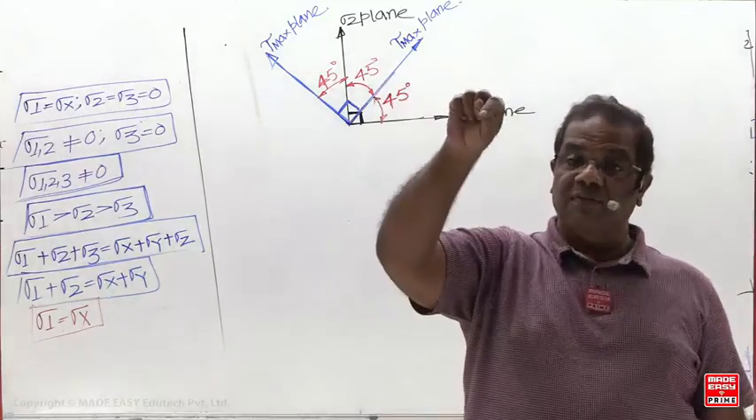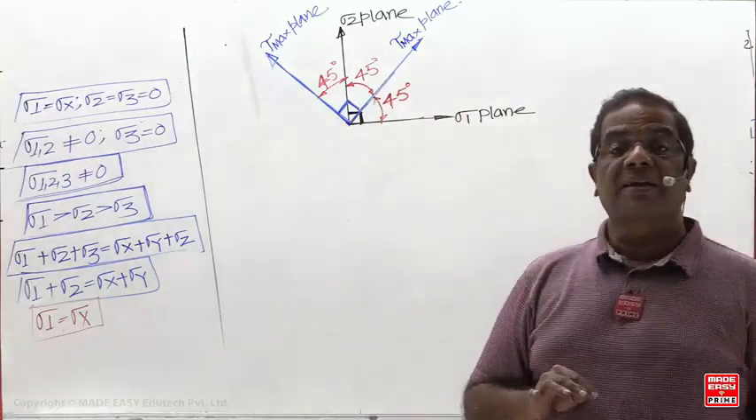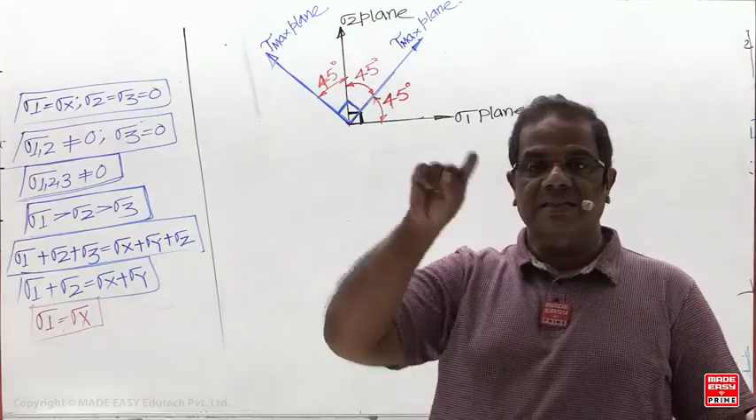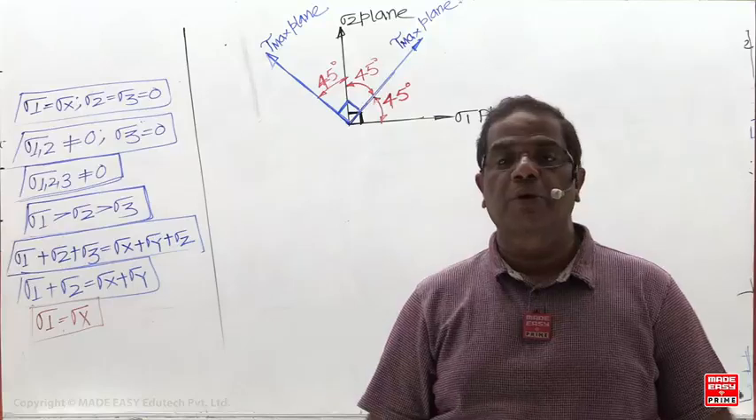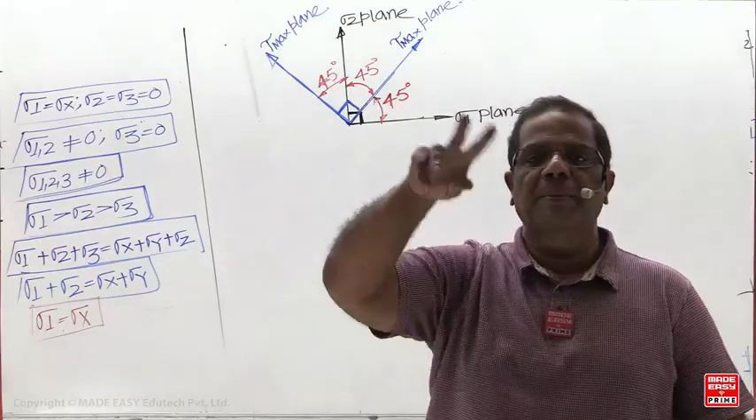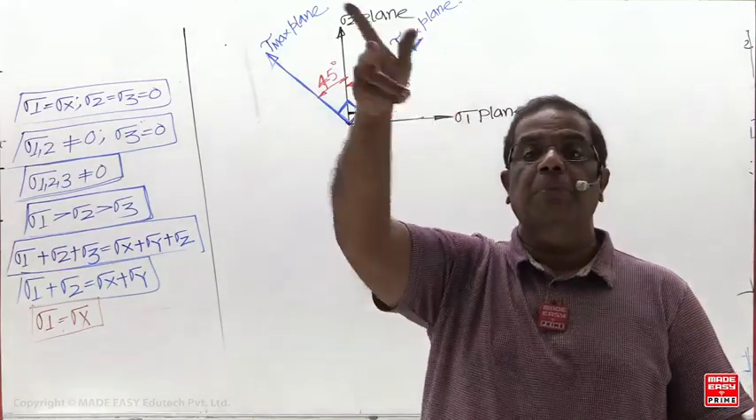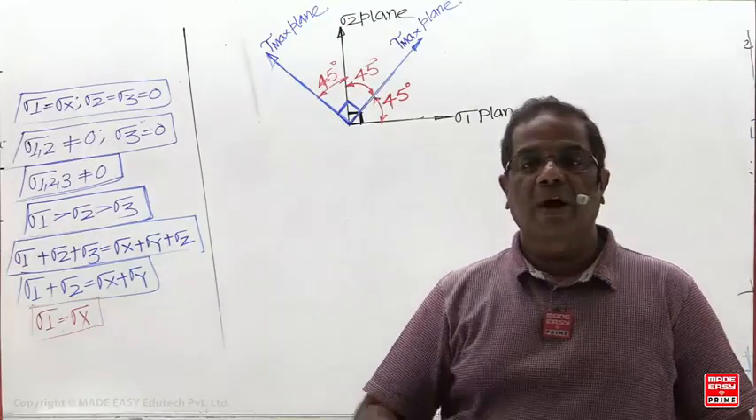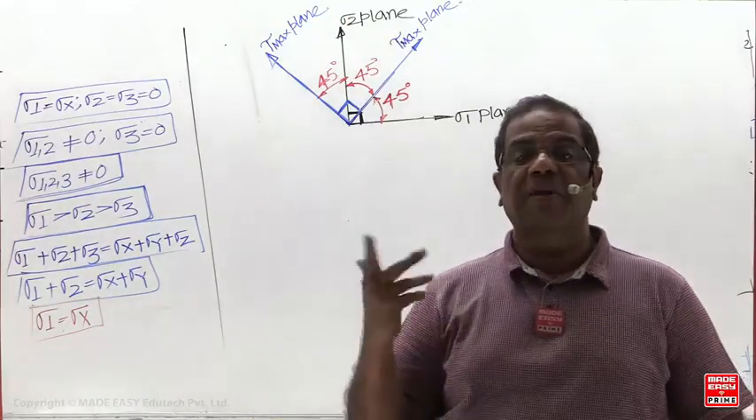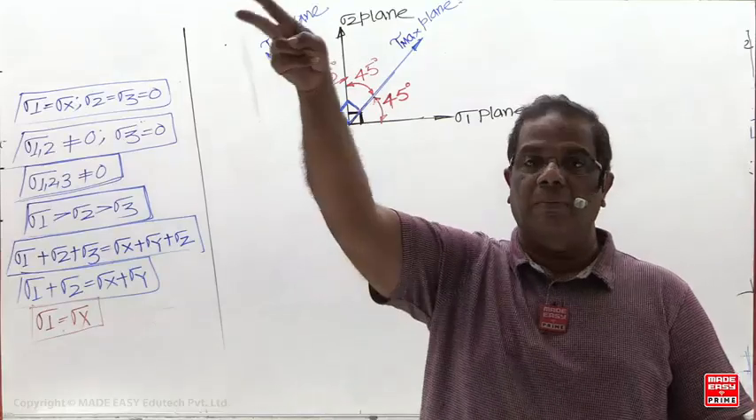Similarly, at a particular value of theta, normal stress is 0 and only shear stress will be there. Then that plane is called a plane of pure shear stress. What is the other name for principal plane? Planes of pure normal stress, because shear stress is already 0. So the other name for principal plane is planes of pure normal stress.